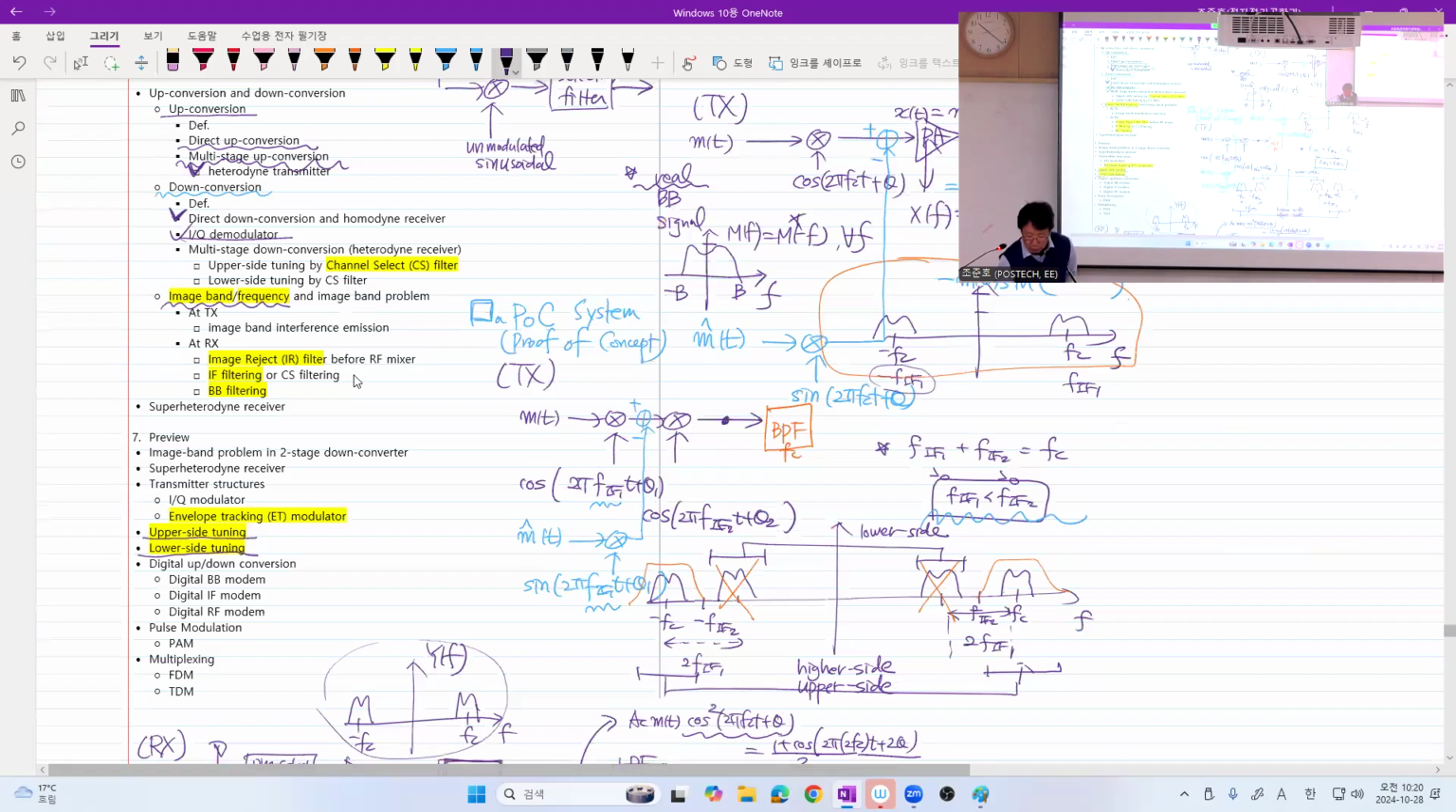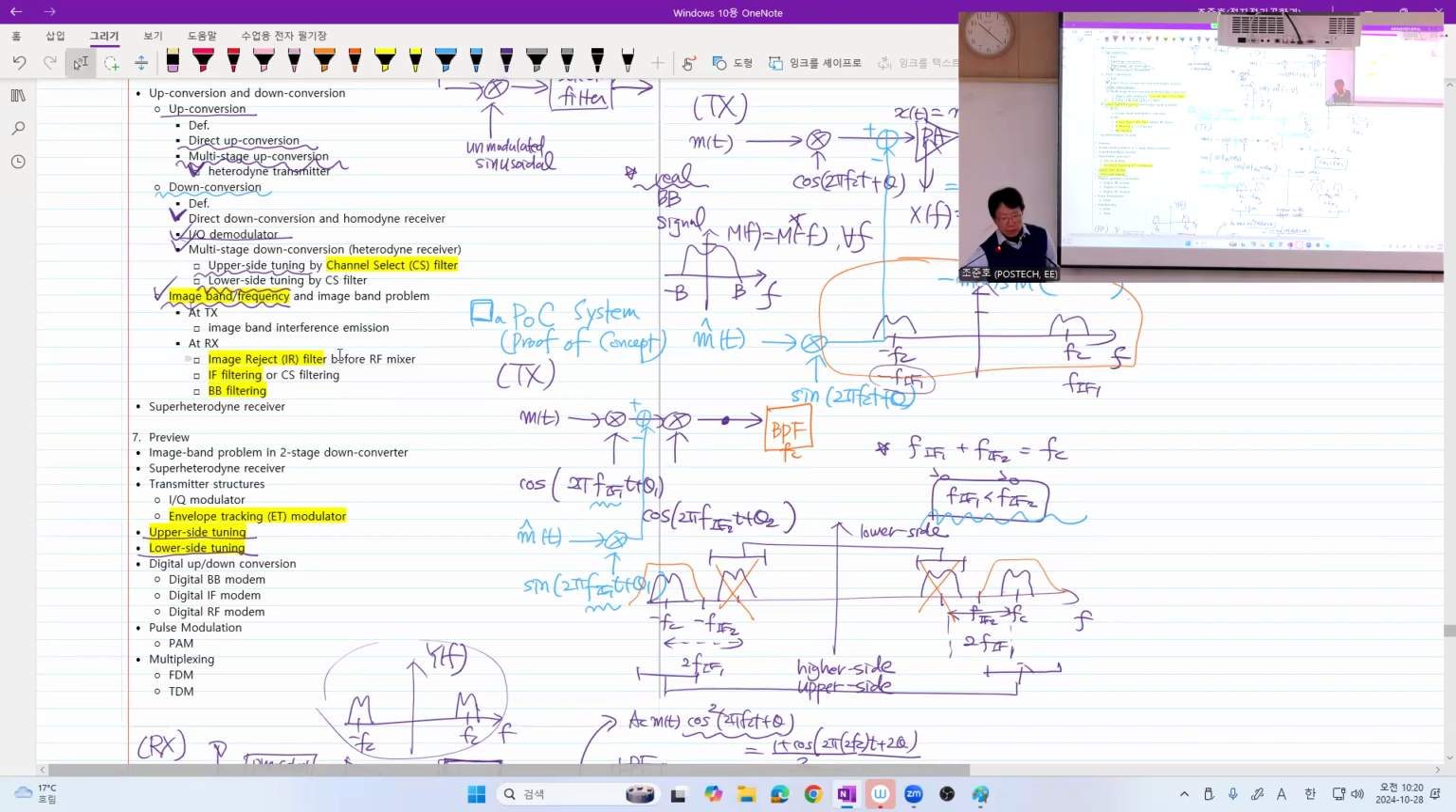By the way, we assumed upper side tuning or higher side tuning in the receiver, but you may also do the same thing in the transmitter. You can design a lower side tuning receiver with some filters. I'm not going to ask you that.